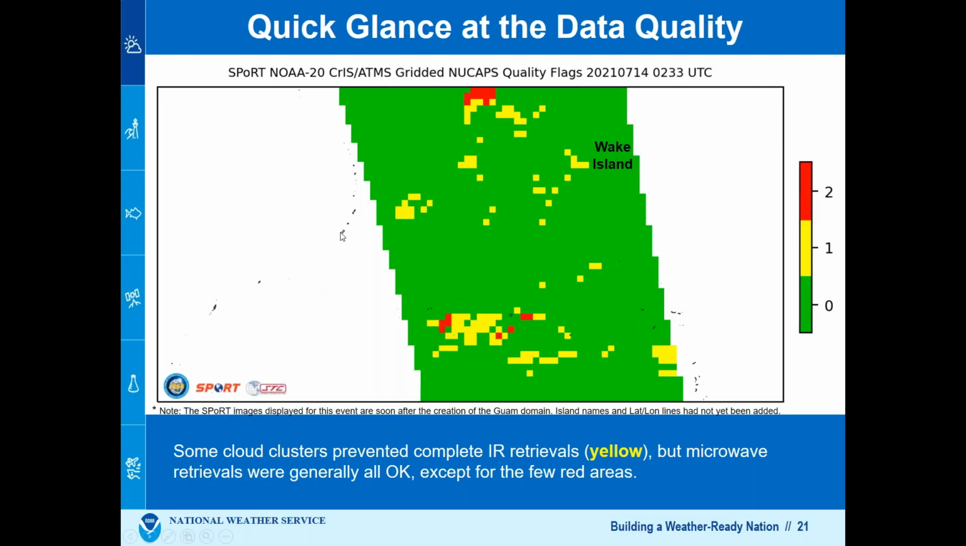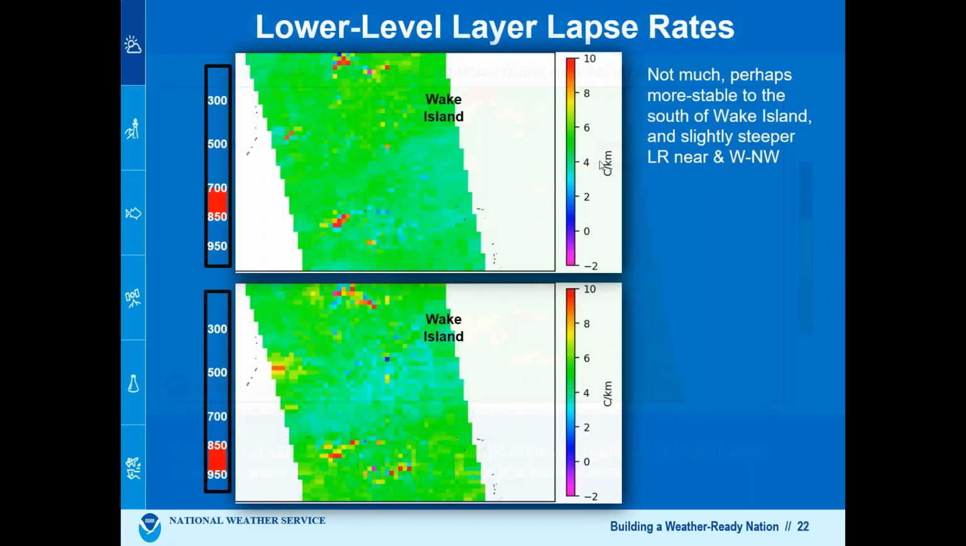This is before the NASA SPoRT folks had actually added on the latitude, longitude lines, and then the island names. So this back in July 2021 was when the Guam domain was still kind of under construction, and so they've been great in taking our requests and implementing them. So thank you, folks at NASA SPoRT. So that's your retrievals. And so let's go ahead and dissect this event.